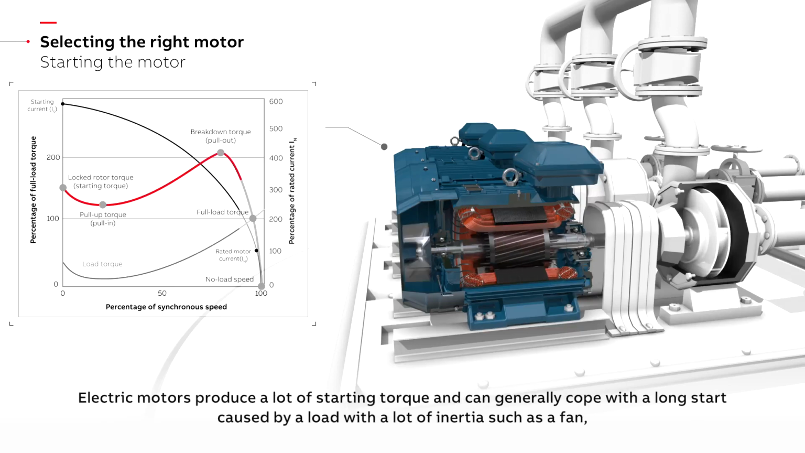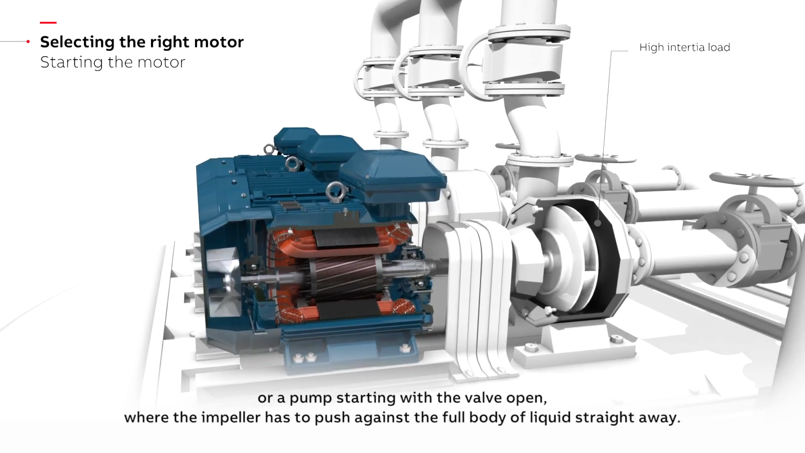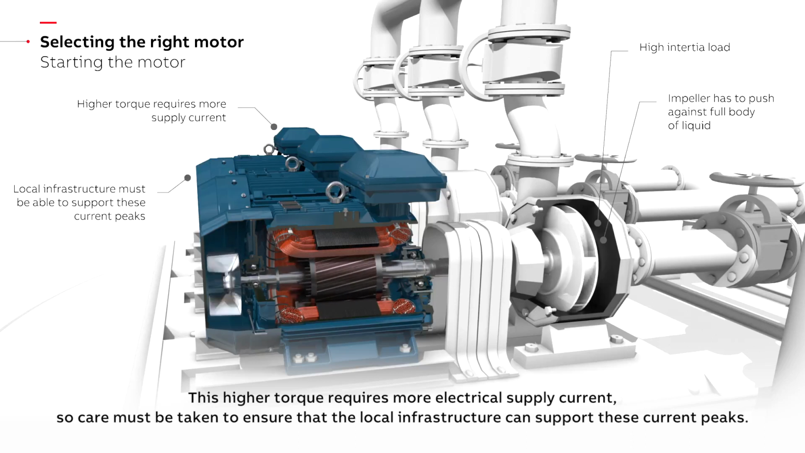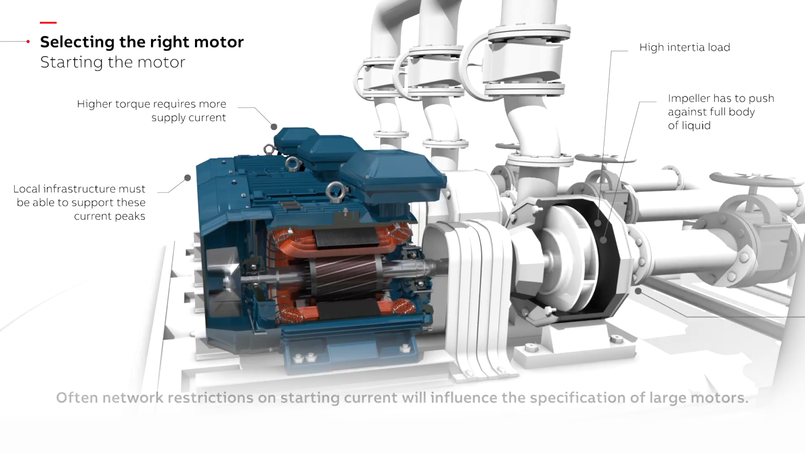Electric motors produce a lot of starting torque and can generally cope with a long start caused by a load with a lot of inertia, such as a fan or a pump starting with the valve open, where the impeller has to push against the full body of liquid straight away. This higher torque requires more electrical supply current, so care must be taken to ensure that the local infrastructure can support these current peaks. Often, network restrictions on starting current will influence the specification of large motors.